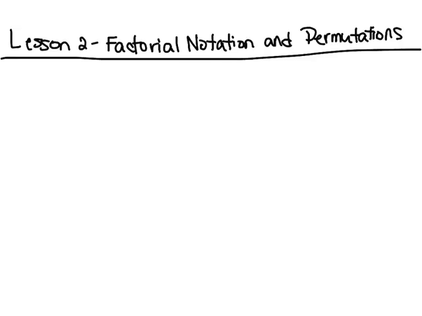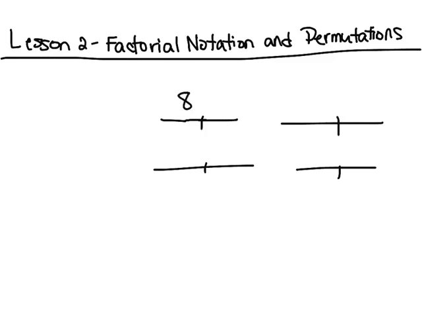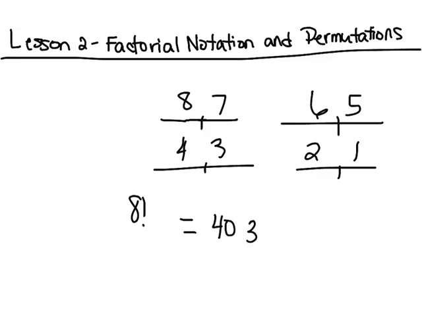Example 4, 8 children are sitting on a bus. There are 2 children at each seat. How many different ways can the 8 children sit? So we have 8 seats, 2 people at each seat. So for the first seat, we have 8 children possible, then 7, then 6, then 5, then 4, then 3, then 2, then 1. So this is a factorial problem, so we would do 8 factorial, and if you type that in, you get 40,320. So there's 40,320 ways that those 8 children can sit on the bus, which seems a lot.